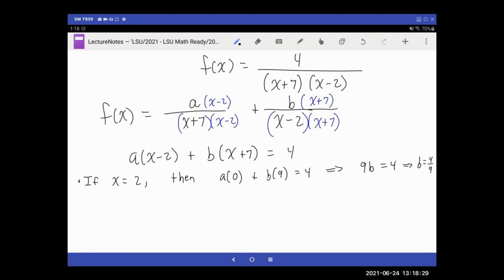To find A, I will just pretend like x is negative 7. If x is negative 7, then, all right, negative 7 right here would give me negative 7 minus 2, which is negative 9.